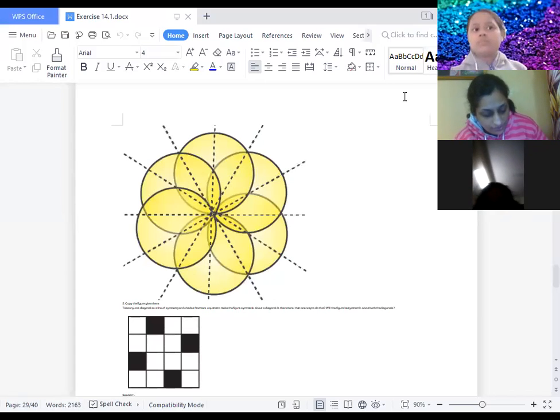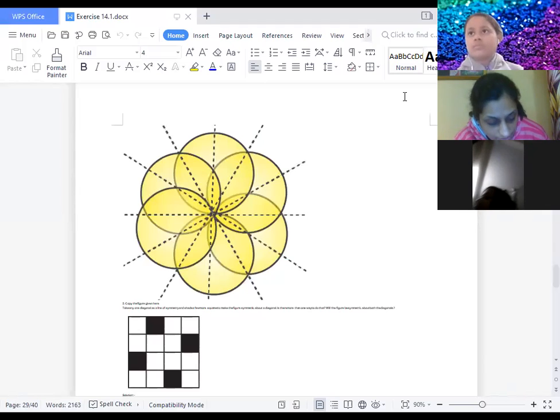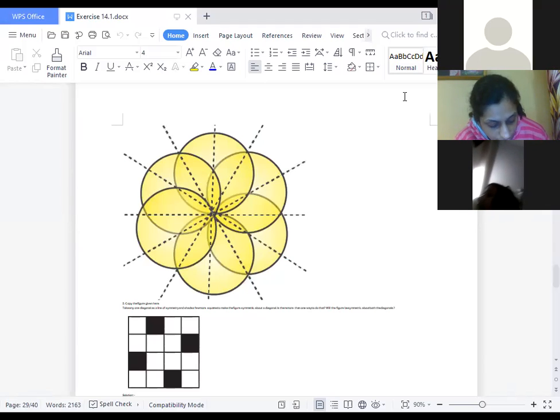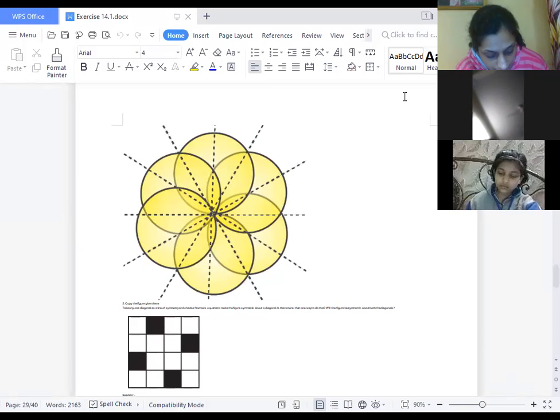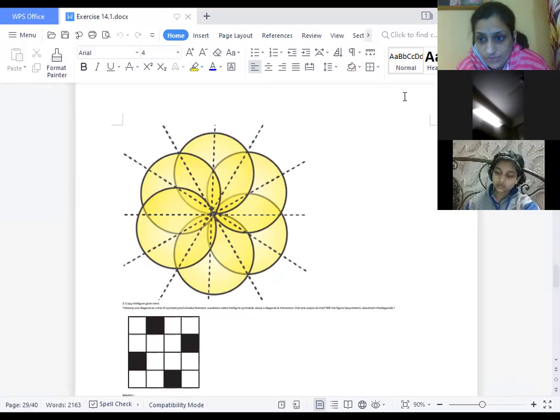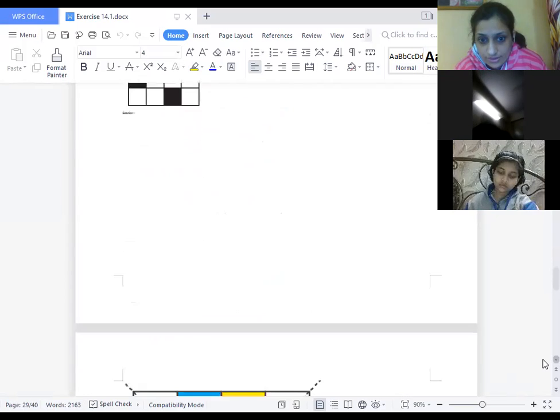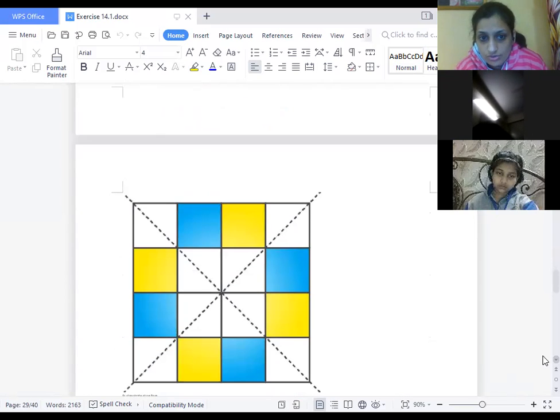Exercise 14.1, question number 5. We have to copy the figure given here. Take any one diagonal as a line of symmetry and shade a few more squares to make the figure symmetric about a diagonal. So we have to shade more squares to make the diagram symmetrical, and we have to draw the diagonals in that. So shade these yellow boxes, and these are the diagonals which we have to draw here.